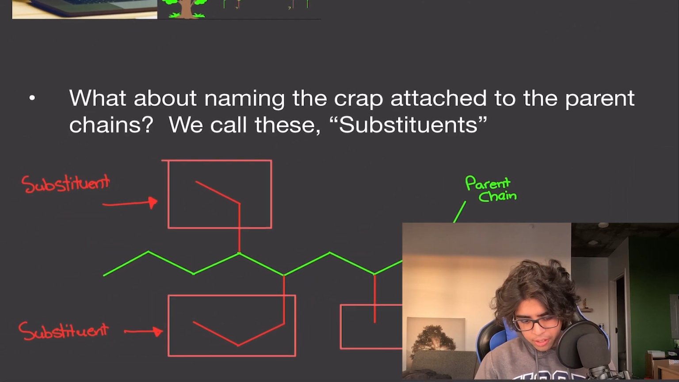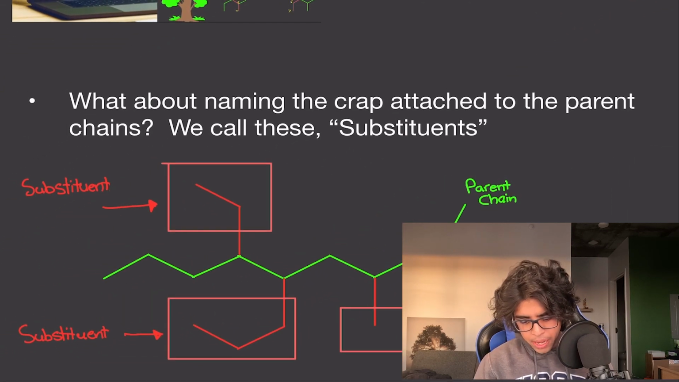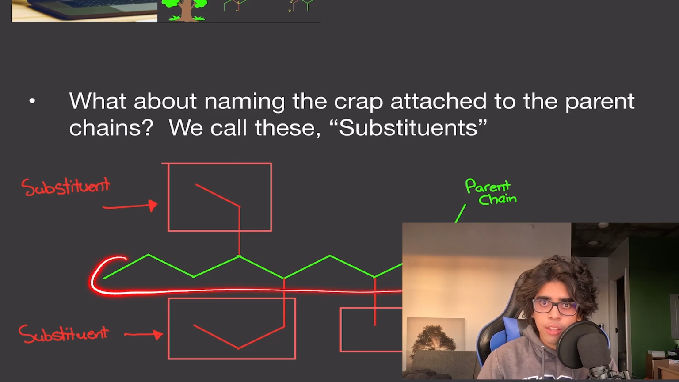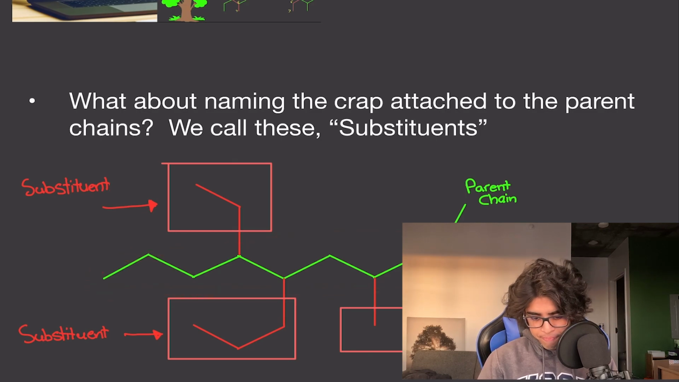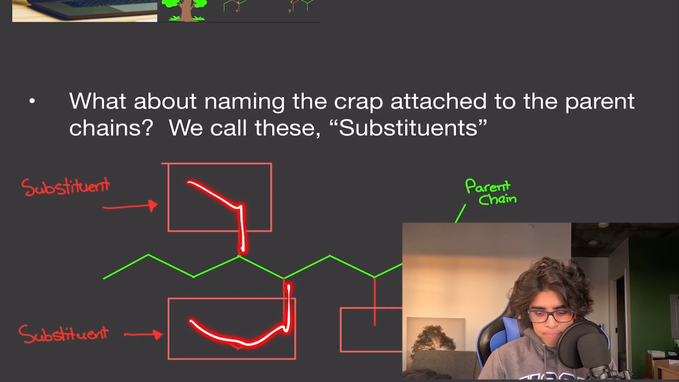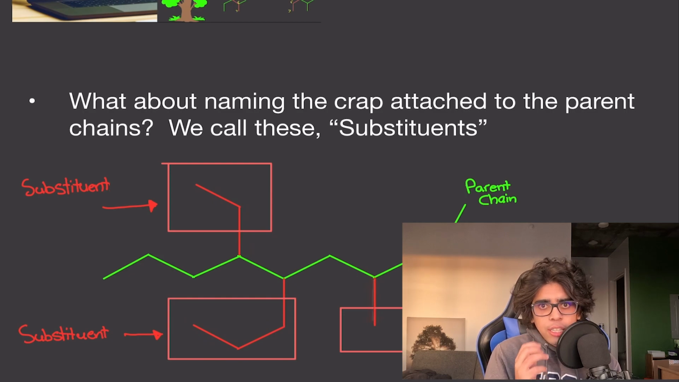The green part here in this molecule is the main parent chain, or the longest chain in the molecule. The red parts are the substituents, or side chains. Naming the side chains is a little different than the actual parent chain, but it's not hard at all. It's actually pretty easy.